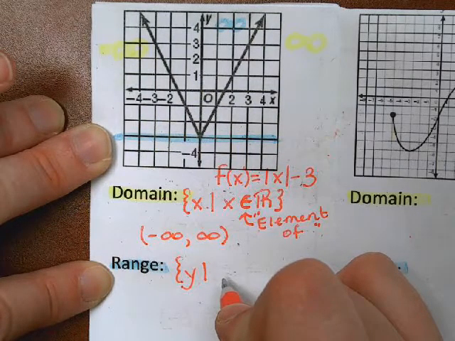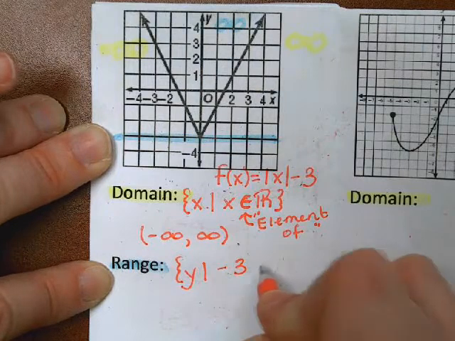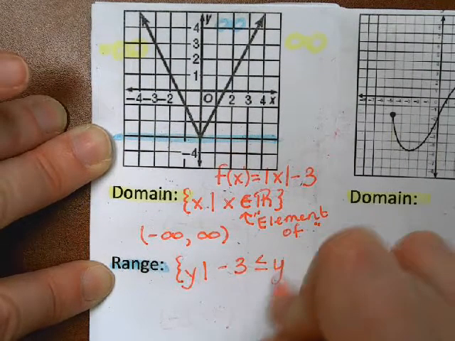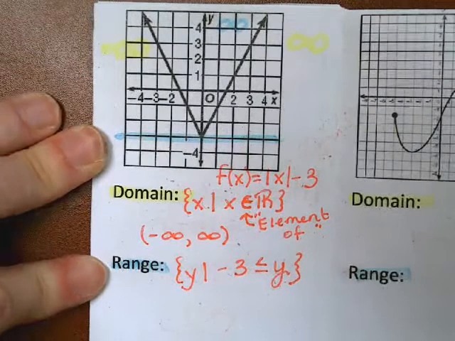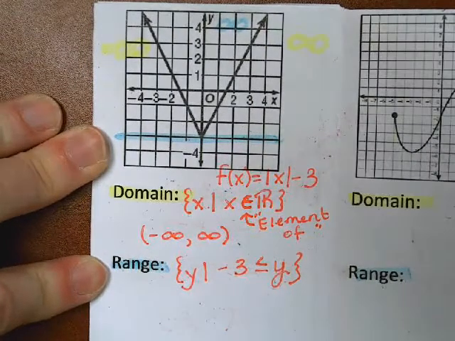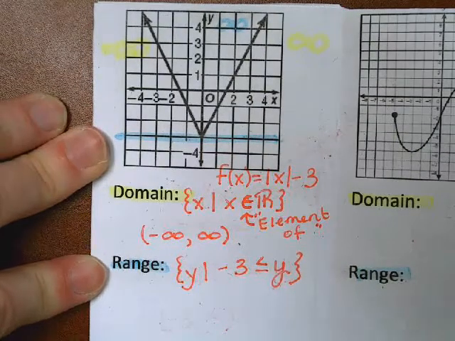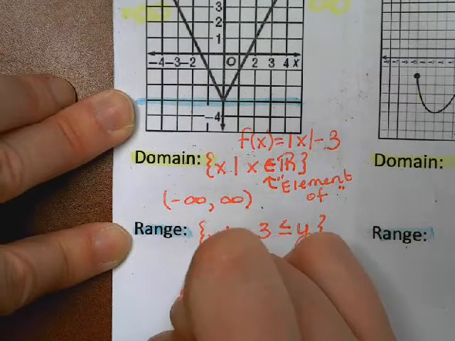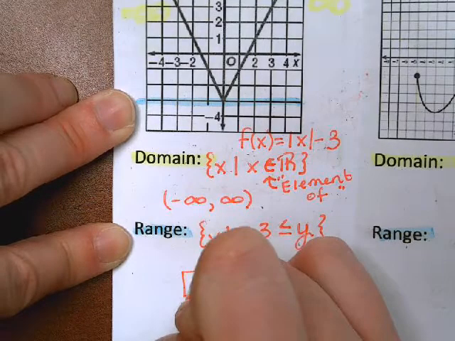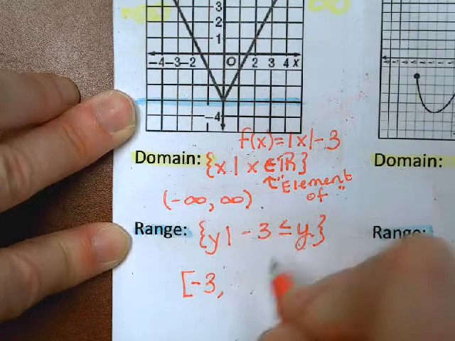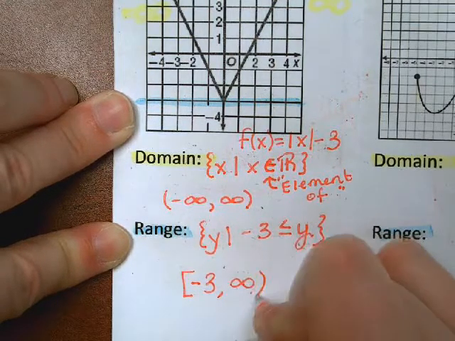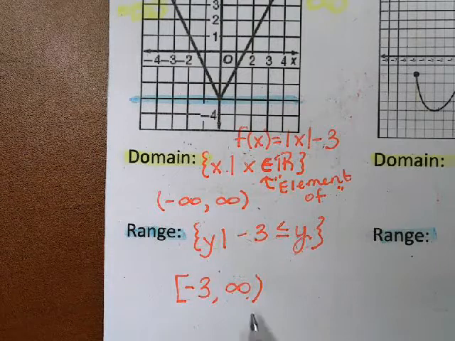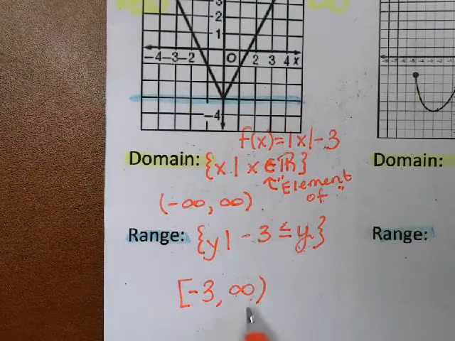You can tell me the range now. It'll be y, negative 3 is less than or equal to y. And then we don't cap it because there's no top. It'll be a bracket, negative 3, comma, positive infinity. Yep.